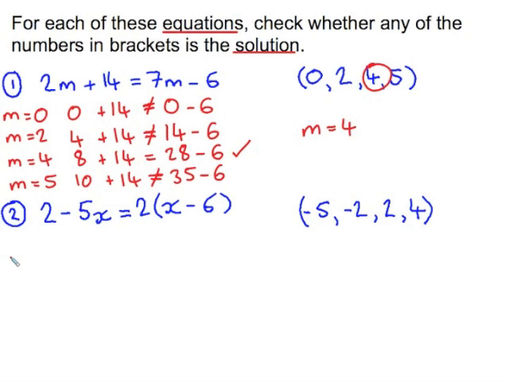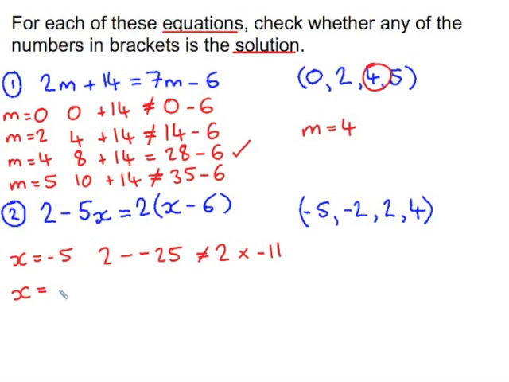So starting with x equals -5: 2 take 5 times -5 is 2 take -25, and then the 2 outside the bracket means 2 multiplied by the bracket, so this is 2 times -5 take 6, which is -11. 2 take -25 is 27, and 2 times -11 is -22. So these are not equal.